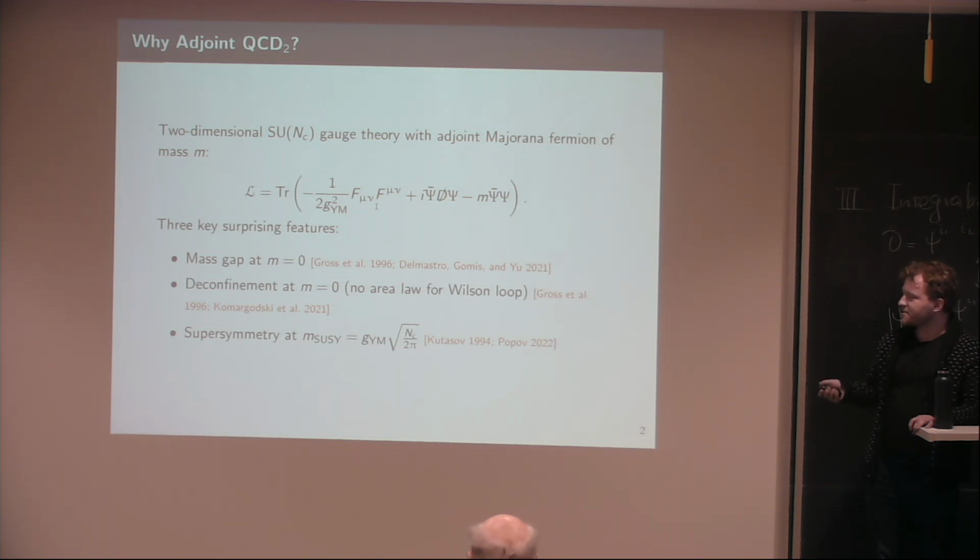Most interesting for this collaboration is that when the adjoint fermion is massless, the model is surprisingly in a deconfined phase. You would not normally expect adjoint fermions to be able to screen interactions between, say, fundamental probe quarks, but this is the case when the adjoint fermion is massless. And finally, as Fedor was just telling us, there's a sort of miraculous supersymmetry that comes in when you tune the mass to some particular value depending on the number of colors. So these are all really neat things, and we'd love to have some non-perturbative approach to this theory. So that's what I'll be telling you about.